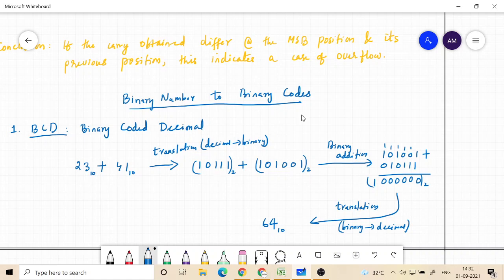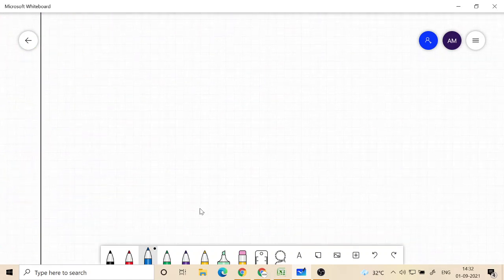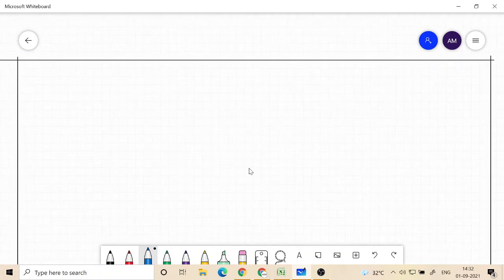that means whatever you are inputting, that is 23 and 41, the numbers that we took, the same problem can be solved in an alternate way. Okay, so let me just write down the BCD code for some of these numbers.